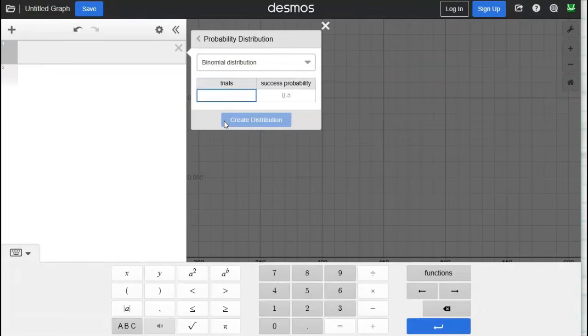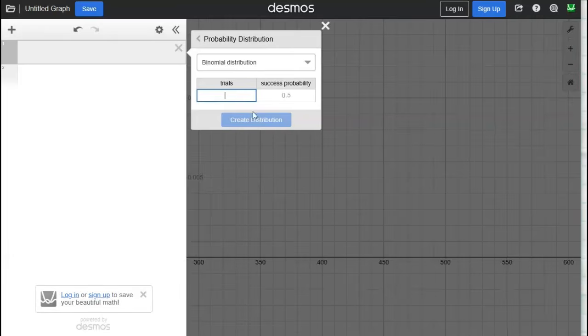Now, it's going to ask you for 2 things. It's going to ask you for the number of trials, in this case, 20 people. And it's going to ask us for the probability of success, 0.13. Those are the only 2 things it needs. Another reason why it's called the binomial model, because there's only 2 things you need. All right, hit create distribution.